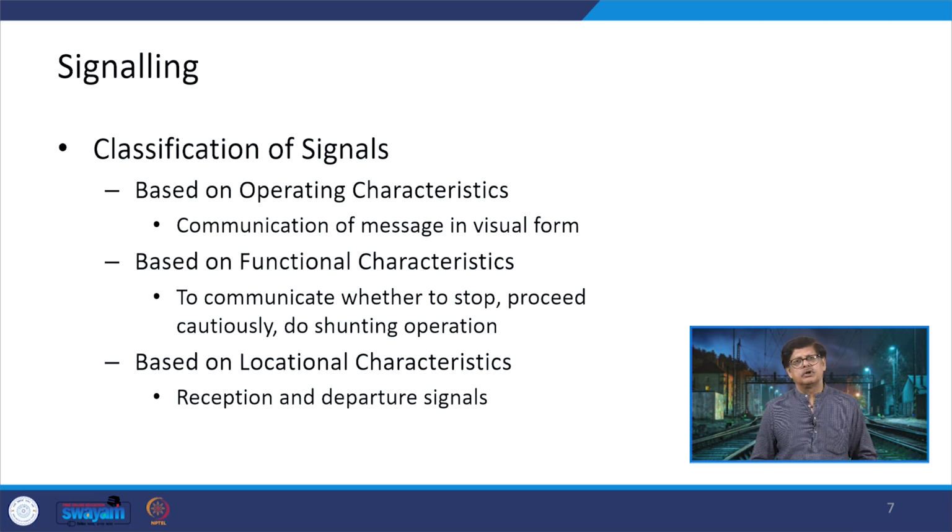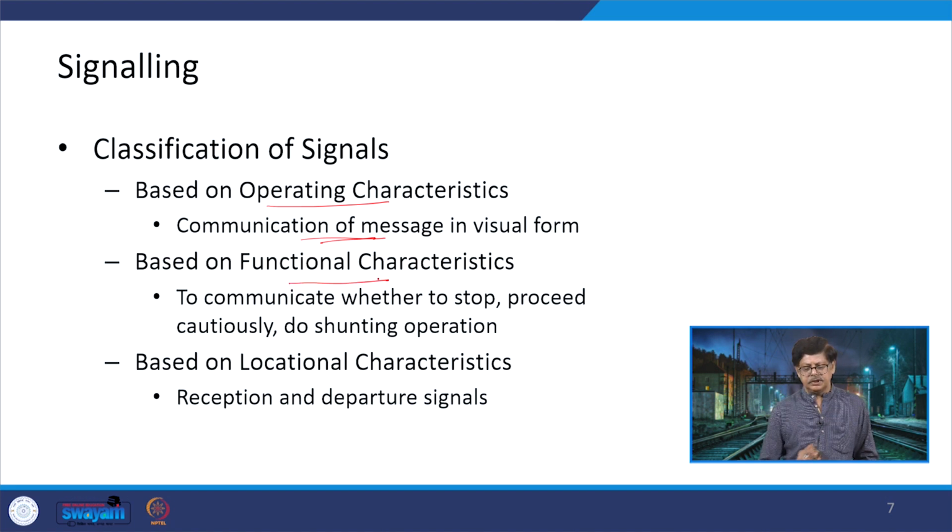Now, let us look at the broad classification of the signals. It can be done on the basis of different type of characteristics. Say the very first one is the operating characteristic. In the case of operating characteristics, it depends on how the message is being communicated. So, there is going to be some visual form in which the message is going to be communicated. So, operational characteristics means now you can talk about maybe in terms of a flag, in terms of hand, in terms of the signals which have been provided. We can bring in many such things here.